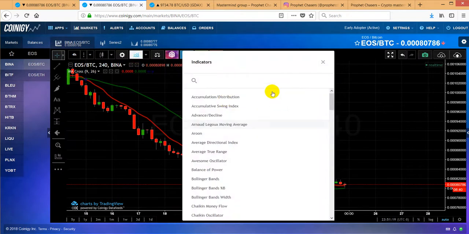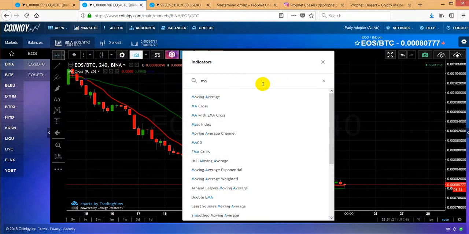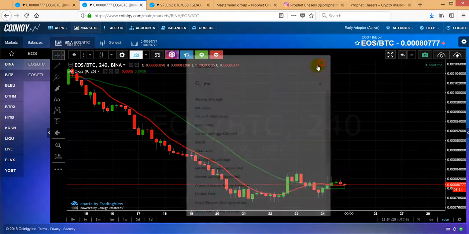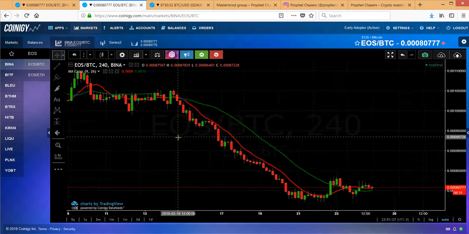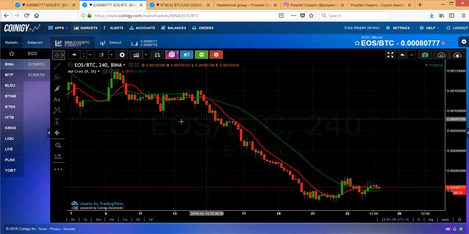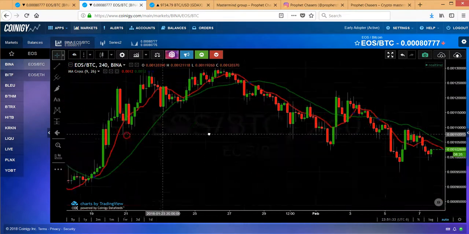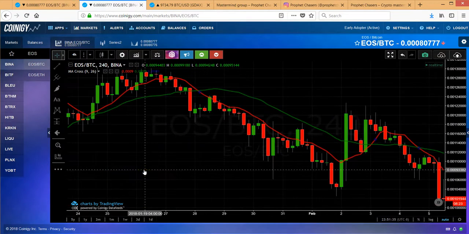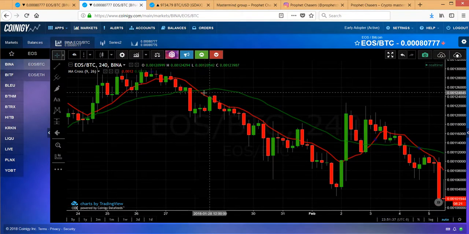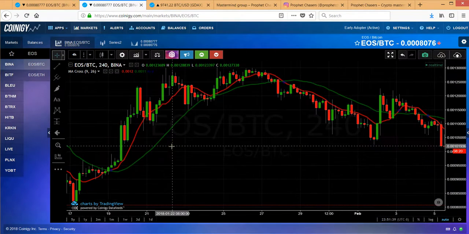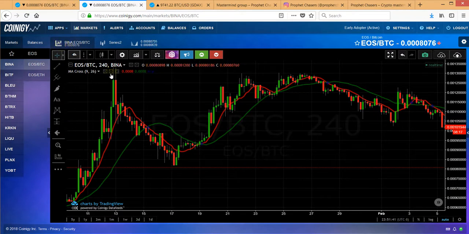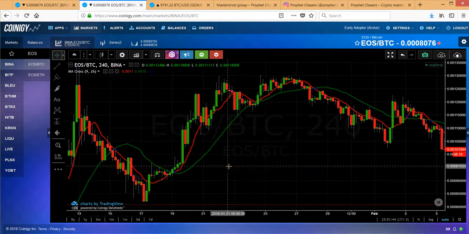So if you come here and you go to MA, you'll see a moving average cross. So it sets it up automatically for you. I switched the colors around just because that's what I'm used to seeing. And basically, you just wait for these crosses, and that's your entry and exit point. So this is more of a midterm, right, for me.